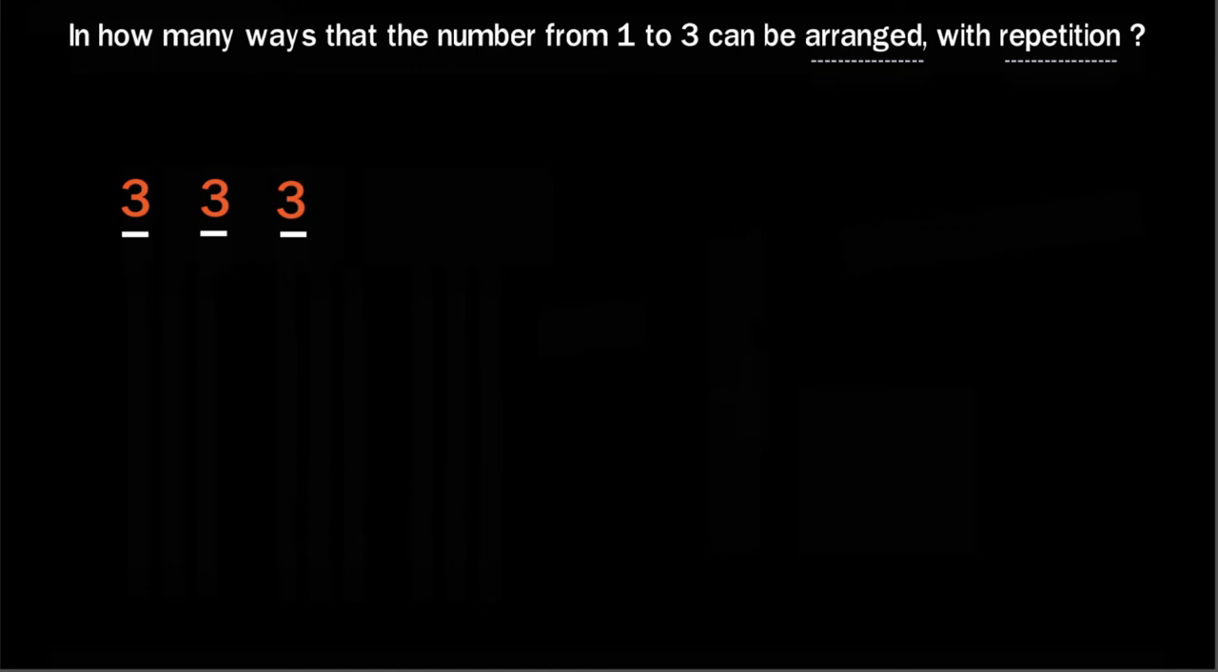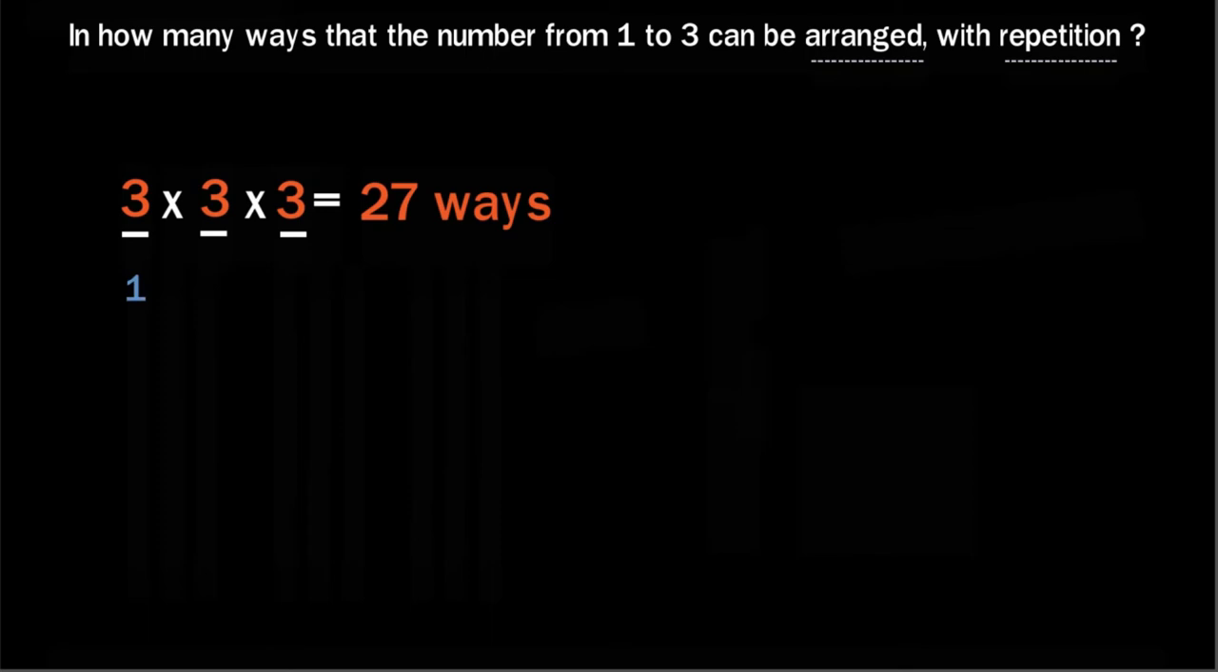So it's also 3 possible ways. So you multiply together, you will get the answer. There are actually 27 ways to arrange the numbers 1, 2, 3 with repetitions. So to use the listing method, we can list down the possible outcomes.